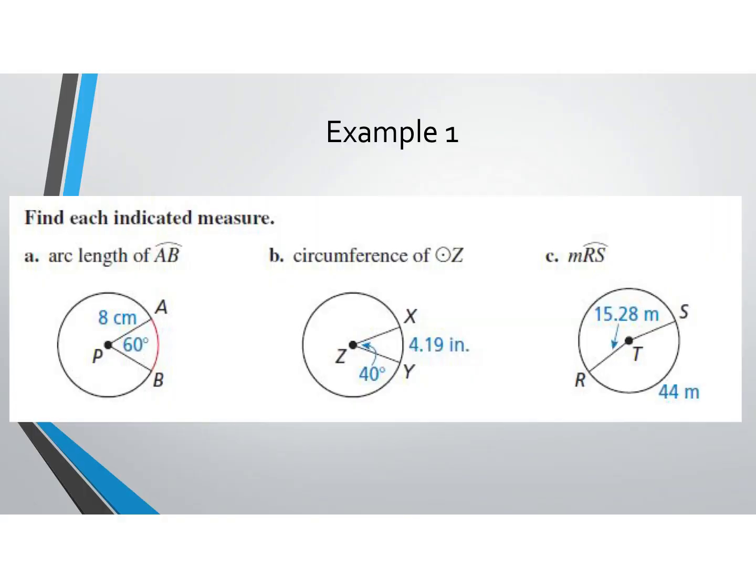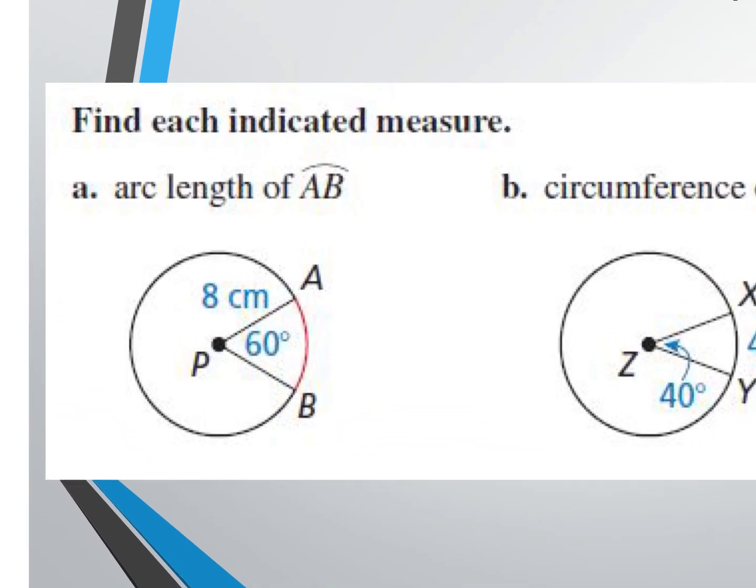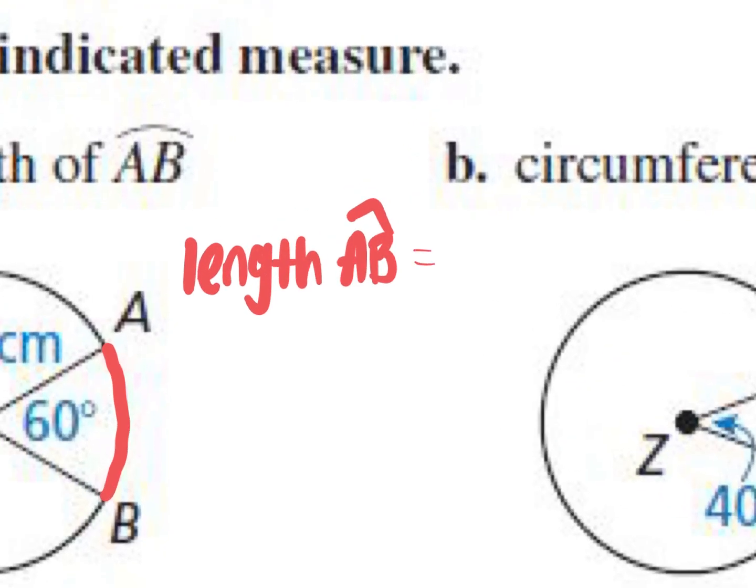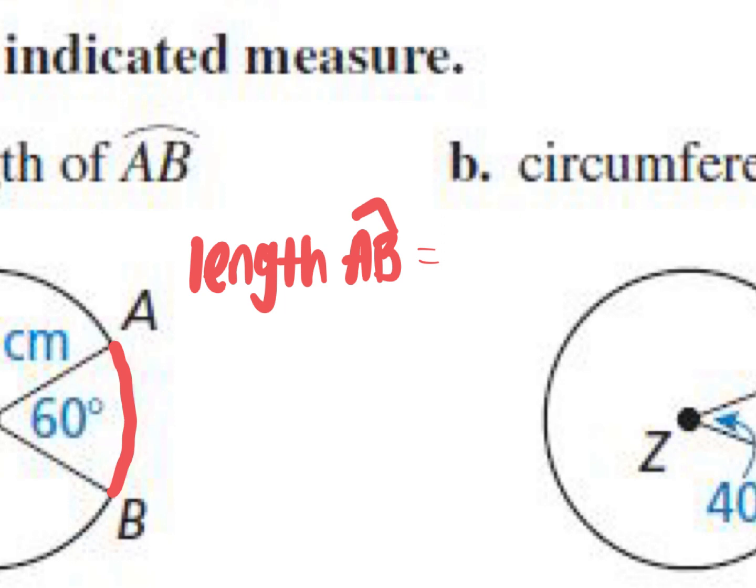2 more examples. These examples involve arc length, okay? So we're going to talk about arc length. It wants us to find the indicated measure of the arc. So we're going to find the arc length of AB. Let's remember the formula. So it says length of AB, the arc, is going to be equal to the measure of the arc AB over 360. That's the measure of the whole circle. The circumference. Very good. Let's put C here.